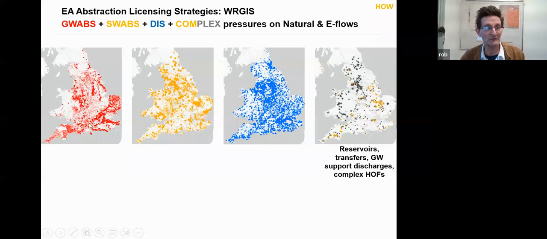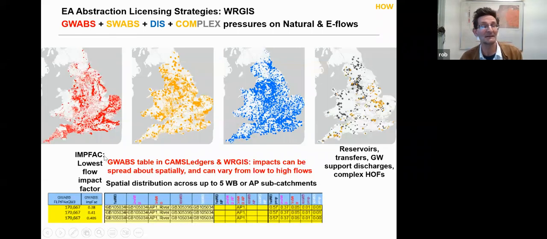And on the groundwater side in particular, there's some degree of flexibility in how that's represented in the Water Resources GIS. So in the GWABS table, impacts can be spread about spatially across up to 5 water bodies. And they can also be varied, if you like, from the low flow end to the high flow end of the flow duration curve. So there's this thing called a lowest flow impact factor, which can be varied to reflect your understanding of what might actually be going on. So you can have less impact at low flows than you do at high flows, for example, which often seems to be the way things work, as I'll describe in some examples coming up.